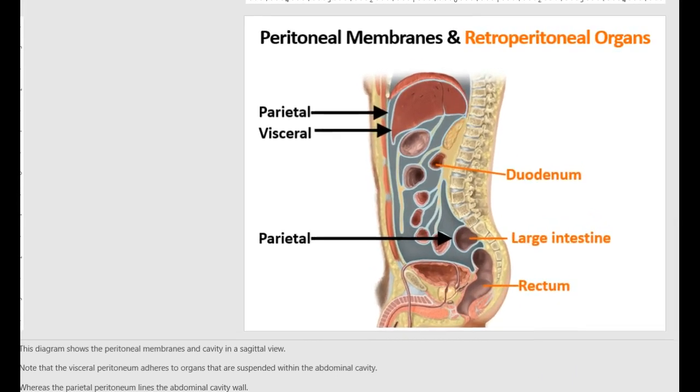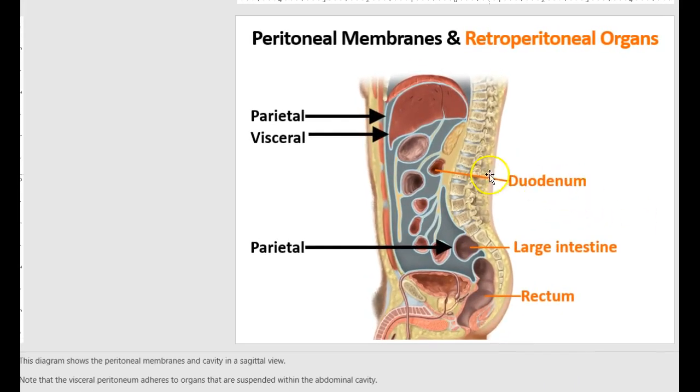Also note from this diagram that parts of the small intestine, the duodenum here, parts of the large intestine, including the rectum, are actually behind or dorsal to the parietal peritoneum. So we call those retroperitoneal organs, and it's the way that our body develops. You might remember that the kidneys are also retroperitoneal.